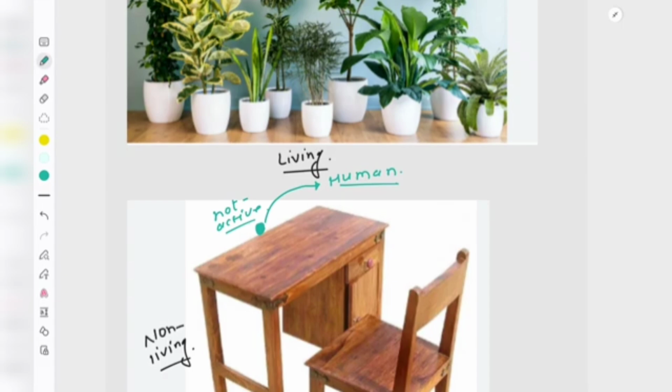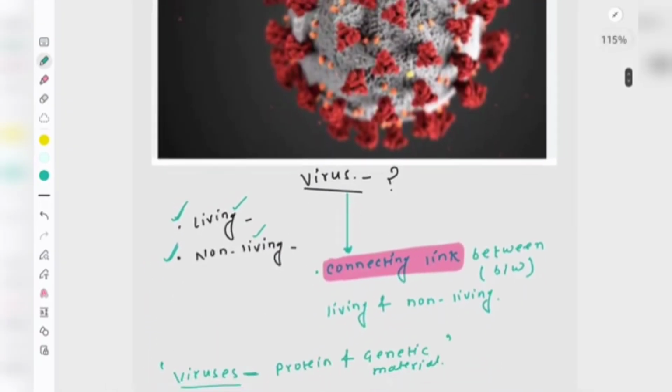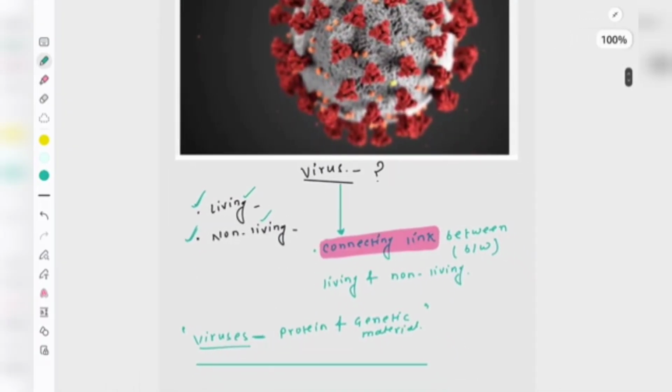So now when the virus is inside any living organism's body, now this virus will act as a living entity. So it will act as a living entity. That's why viruses, because they can be non-active, they can be non-living, and they can be living. That's why they are called as connecting link. I hope it's clear to you guys. So now, does it make sense?